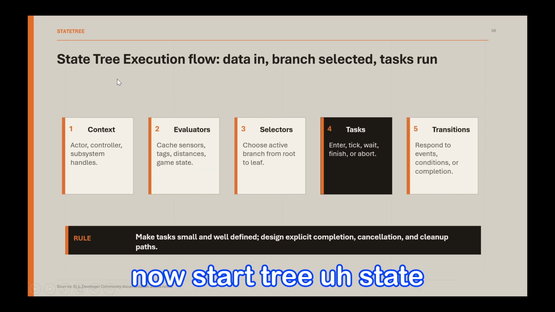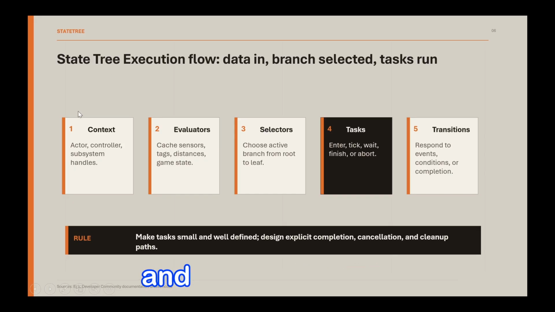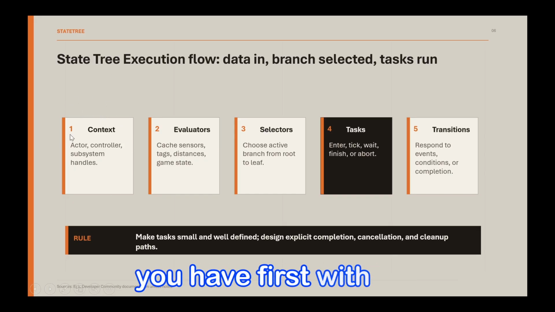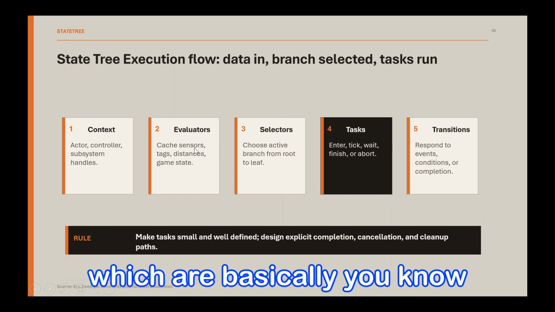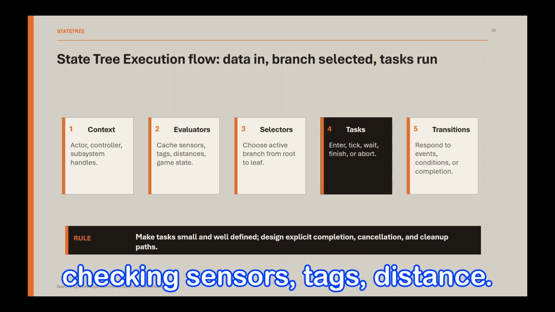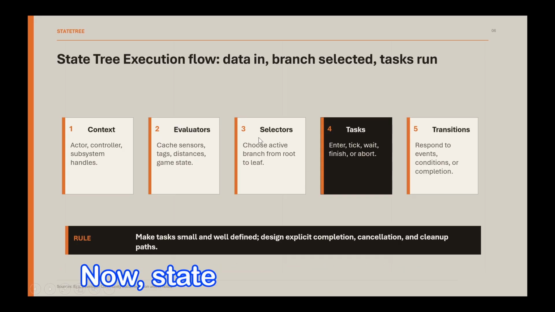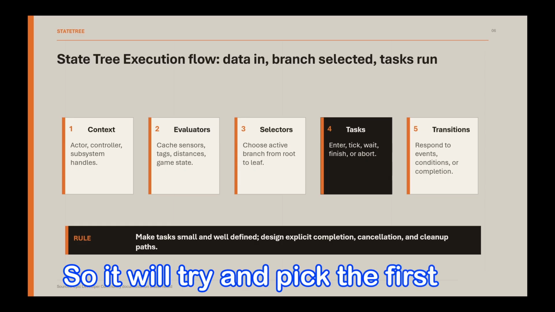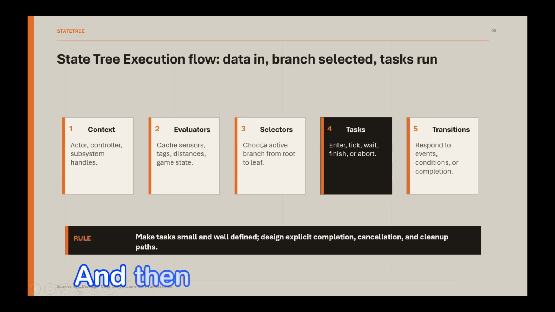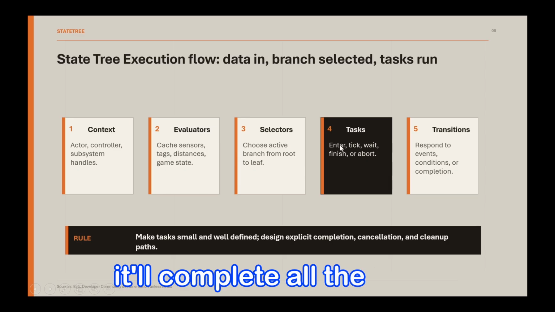Now, state tree execution flow. First of all you have the context. This will be the actor and controller, and sometimes you have some subsystem handles, but mainly those two are the ones I use. Then you have the evaluators, which are basically checking sensors, tags, distance. After that you have the selectors. State trees will always go from root node to the first available leaf node that it can go into. So it will try and pick the first one that it has available, and once it is in that state, it will complete all the tasks that are in that state.